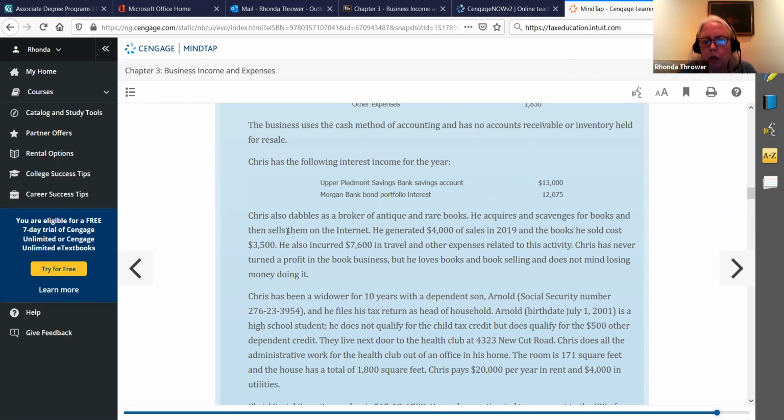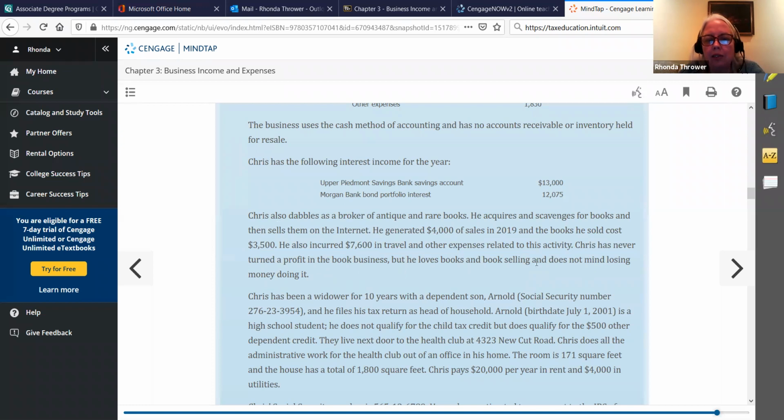Also, it tells you that Chris is a broker of antique and rare books. He acquires and scavenges the books and then sells them on the internet. He generated 4,000 of sales in 2019, and the books he sold cost 3,500. He also incurred 7,600 in travel and other expenses related to this activity. Chris has never turned a profit in the book business, but he loves books and book selling and does not mind losing money for it.